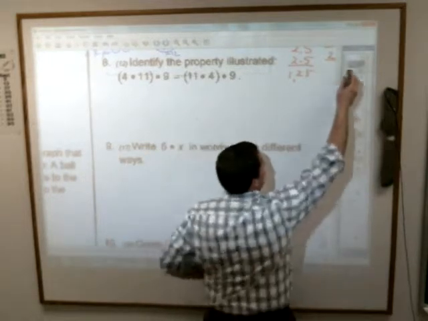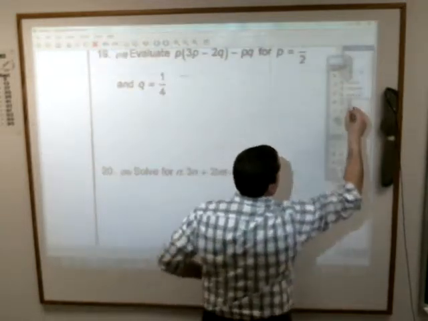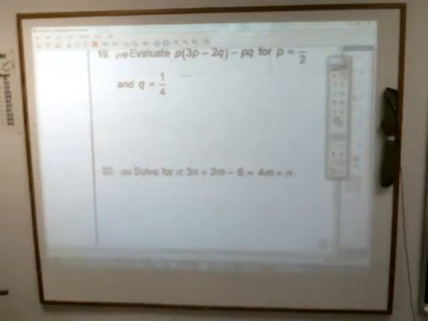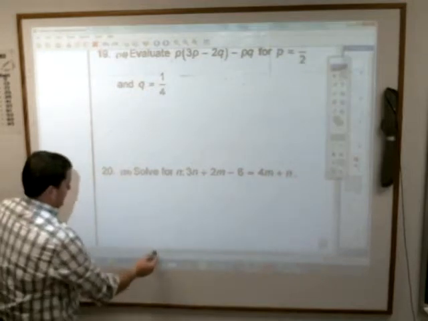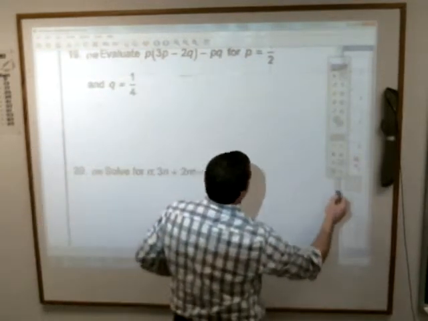Page 2 then. Page 2. Uh-oh, Zoom folder didn't work there. How do you do 11? Number 11. Where is 11? Must be on this page.